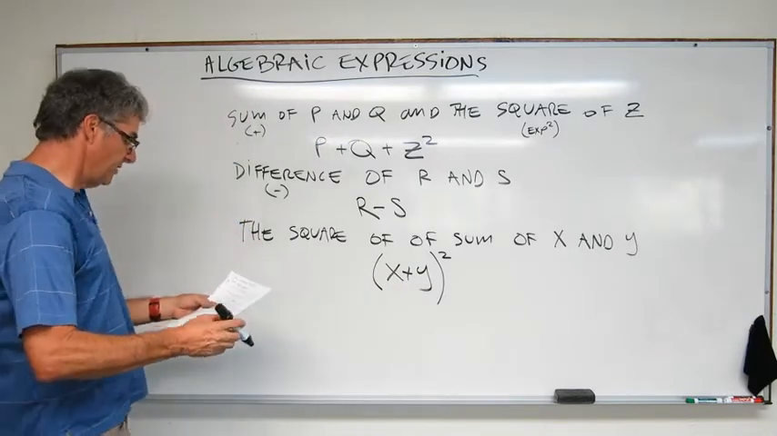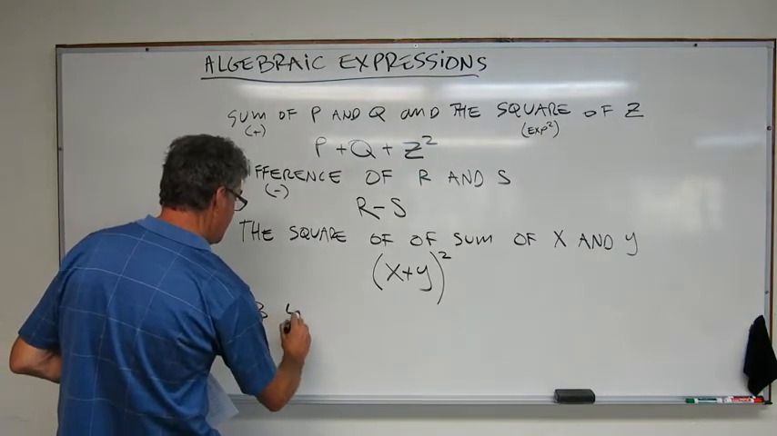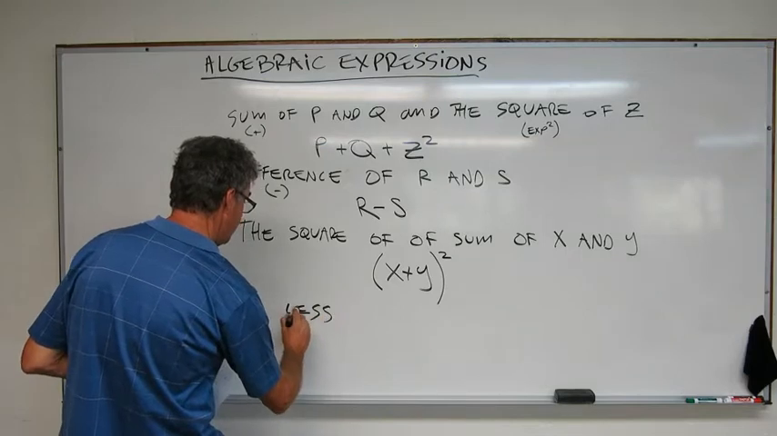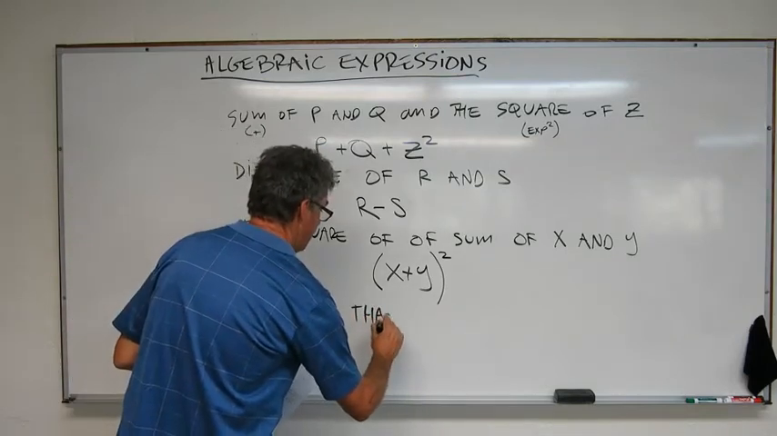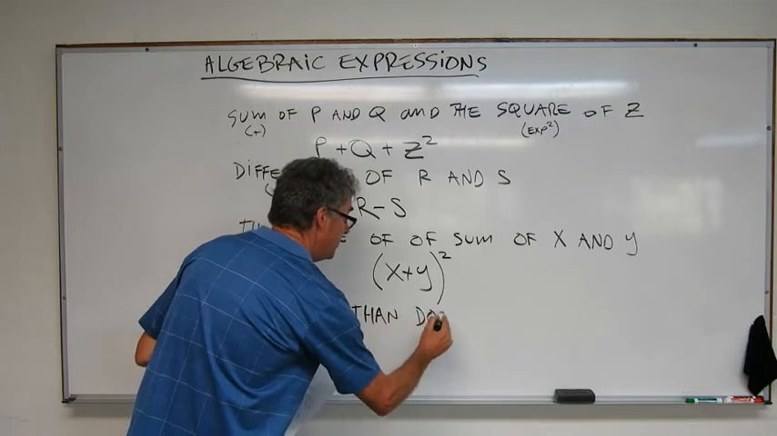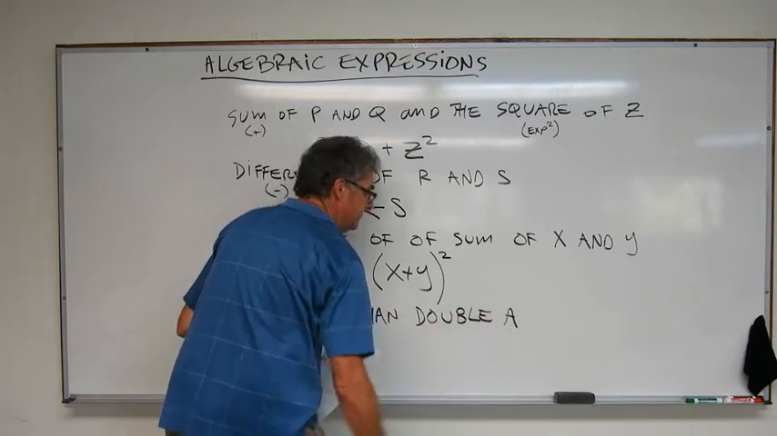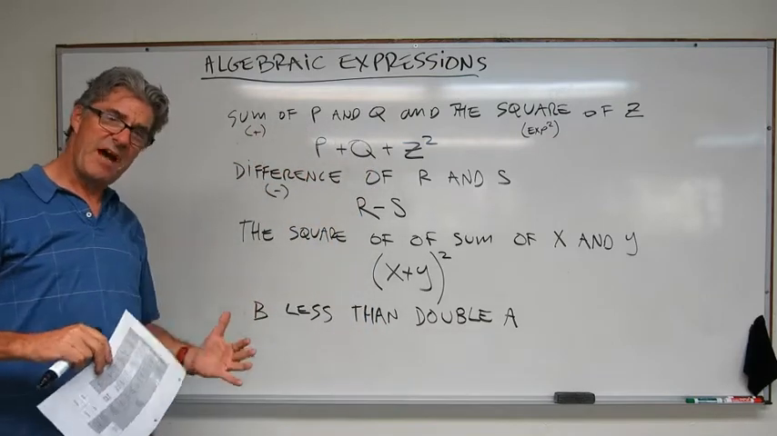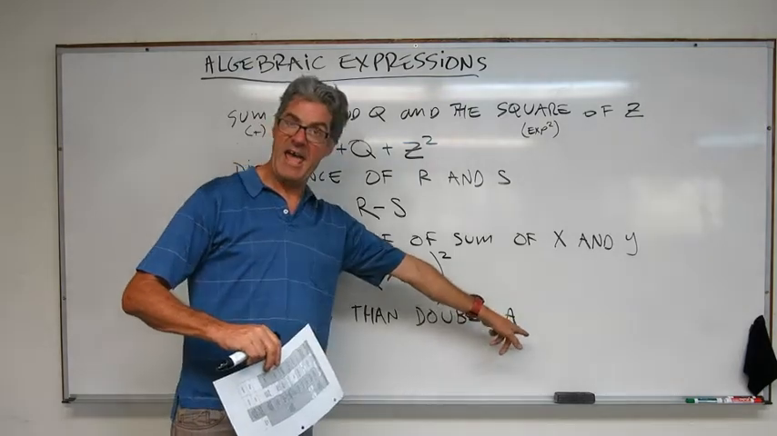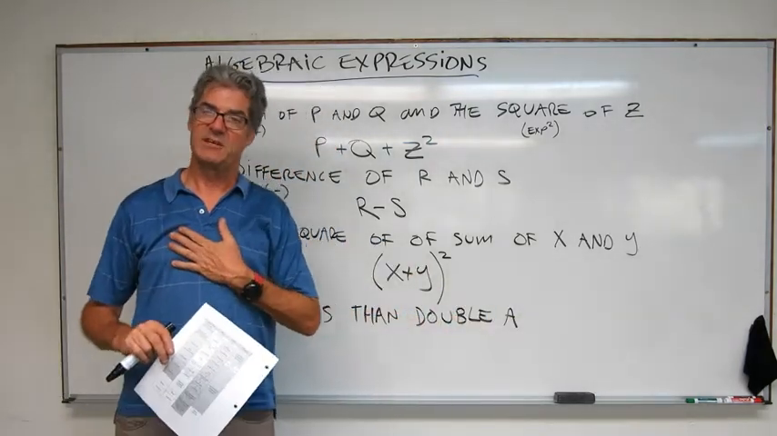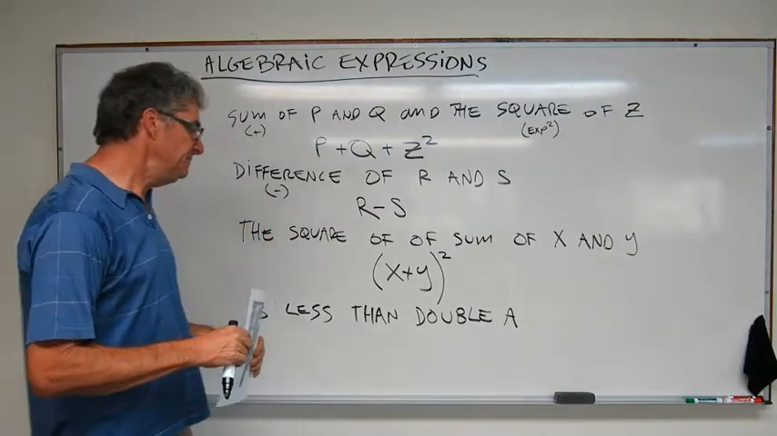Let's try a different one. How about B less than double A? Okay, so think about that one and figure out what you might write. It's B less than double A. Pause the video, write something down. Okay, let's see how you did.